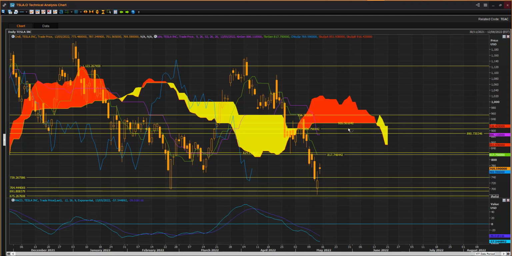So these are the upside risk targets in the current Tesla situation, looking at it from an Ichimoku cloud chart perspective.